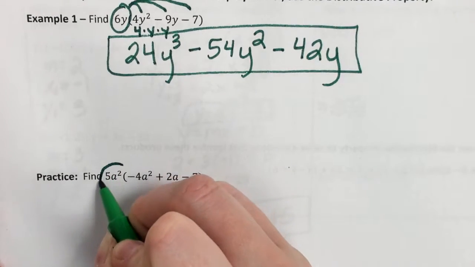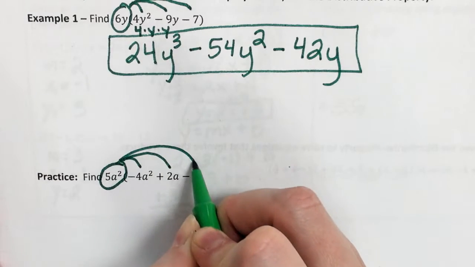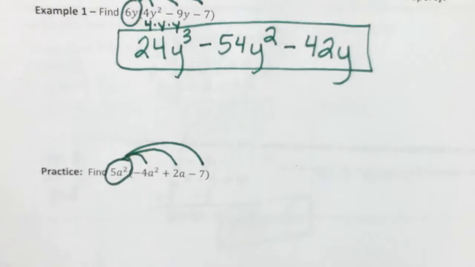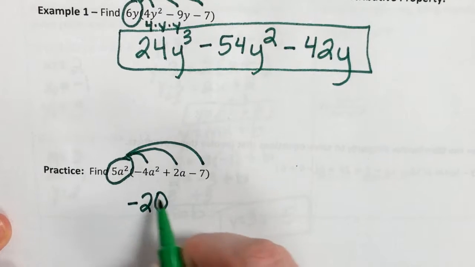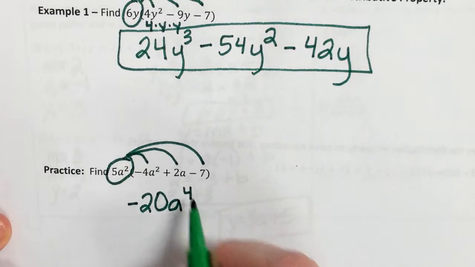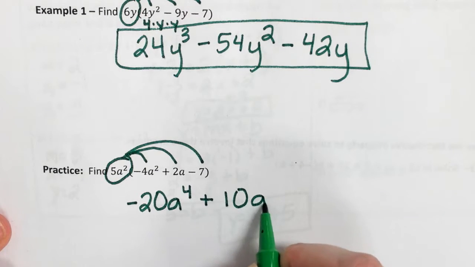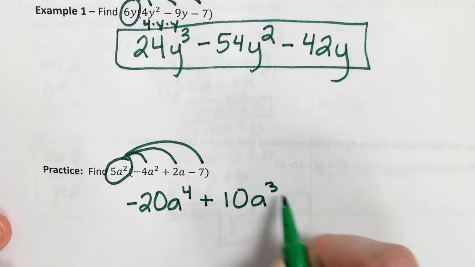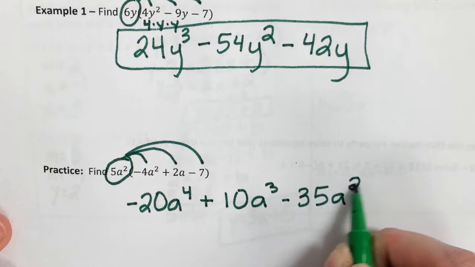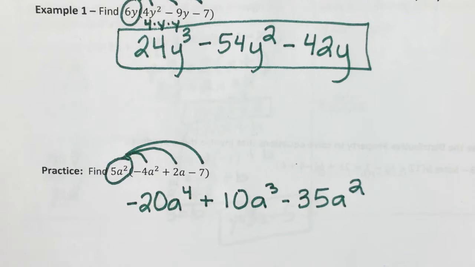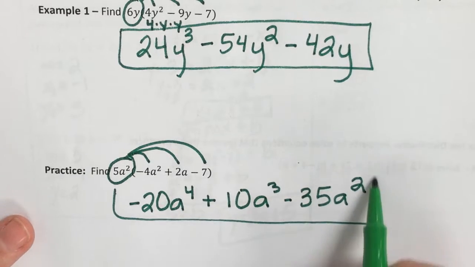Okay, so this time I'm distributing 5a squared. So I multiply the coefficients, add the exponents. So it's going to be negative 20 a to the fourth plus 10 a to the what power? Minus 35 a squared. Okay, so I checked to see, do I have any like terms? No. This is my answer.